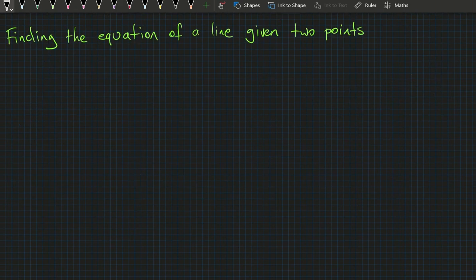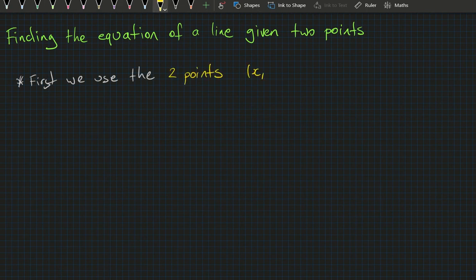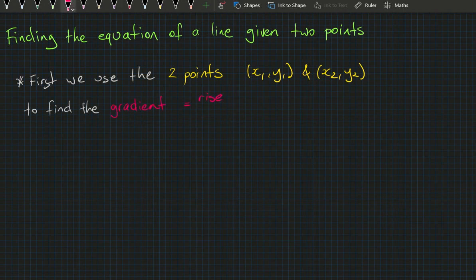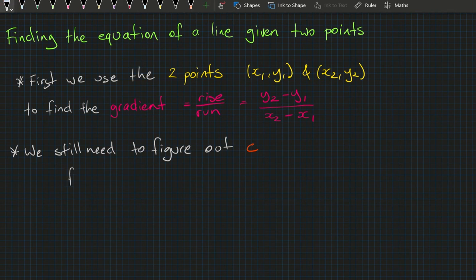In this section, we're going to learn to find the equation of a line just given 2 points. Any 2 points. So first we use the 2 points, (x1, y1) and (x2, y2) to find the gradient, which is equal to rise over run. And as we've covered a few times already in this lesson, that's equal to y2 minus y1 divided by x2 minus x1.